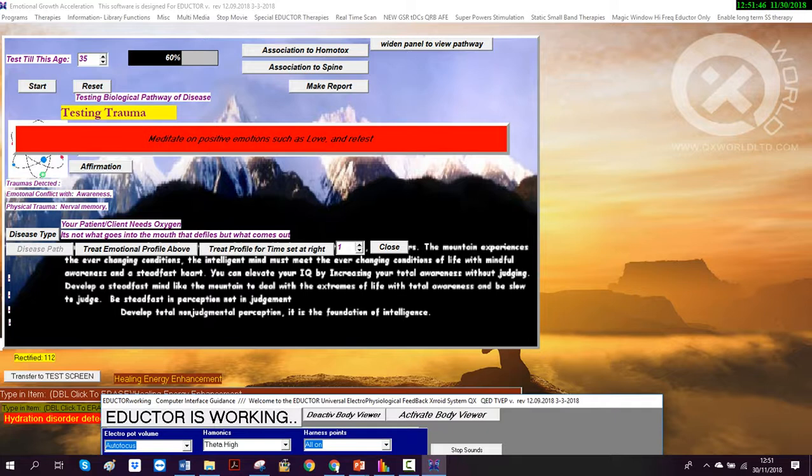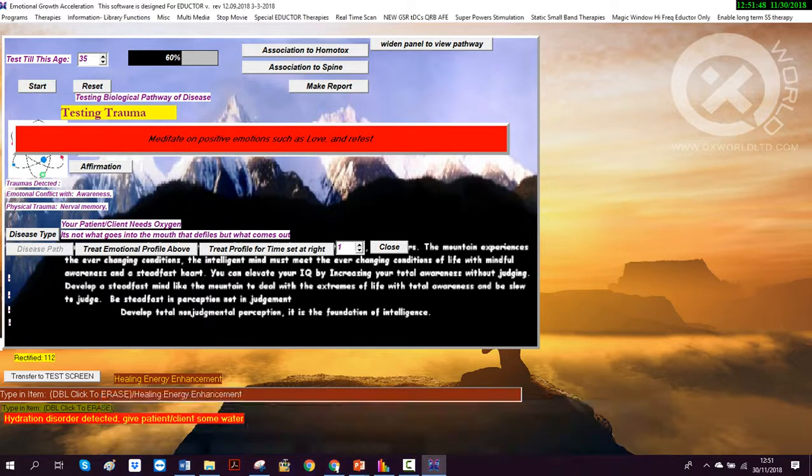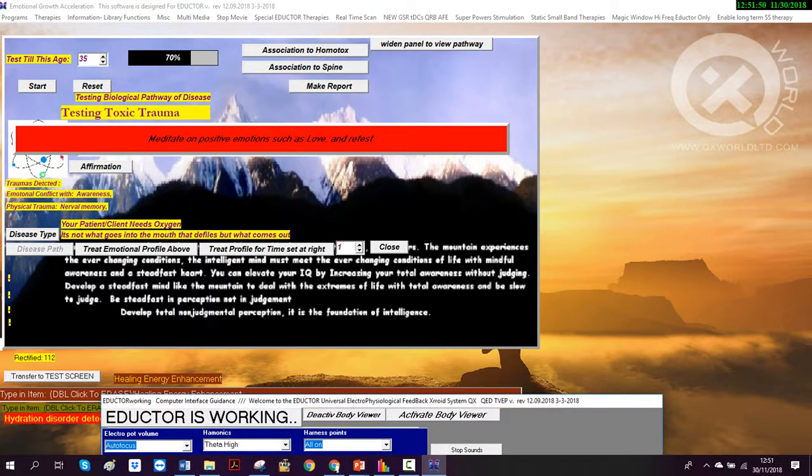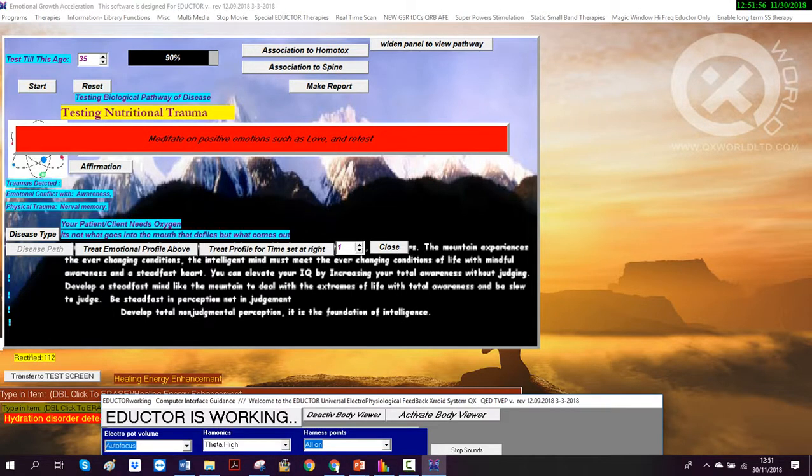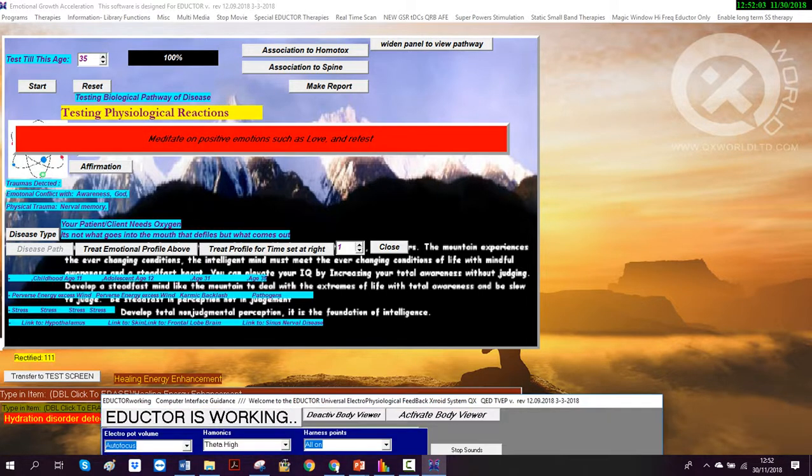Okay, so we are always trying to work with what the client wants to do today. That is more important. And then we have those therapies where we can treat the emotional profile, and then we can set a time here, and then we work 1 minute, 2 minutes, and then look at that. Here it tells me this nervous problem for this person.